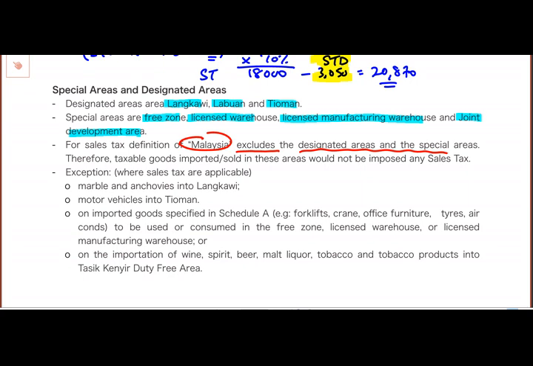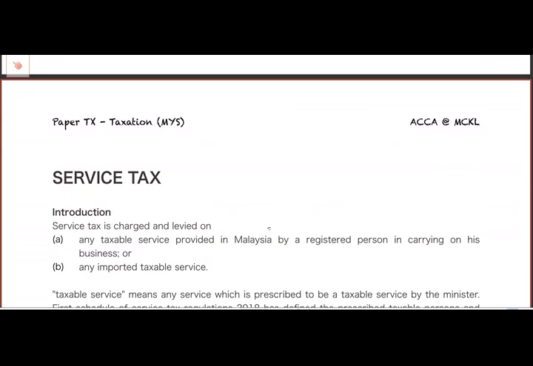Now, importing wine, spirit, beer, tobacco into this Tasik Kenyir duty-free. That particular one, the wine and tobacco, is not given exemption, okay? Now, these are special areas, designated areas. That's it, that's sales tax. It's a much more simplified way compared with GST, okay? Now, let's go on to the next part.